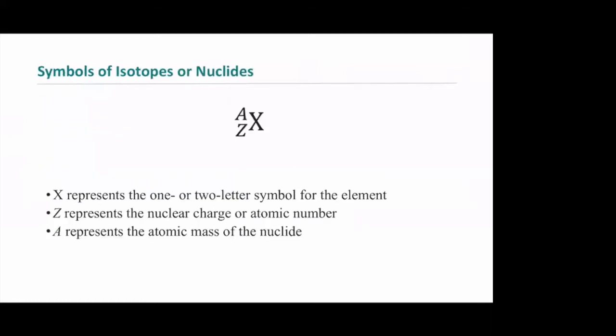So here's the terminology we use, or the symbol we use. Of course, there's no element X, that's just a placeholder here. And A and Z are placeholders. So X would be your element. Z is the nuclear charge or the atomic number. And then A is the atomic mass.